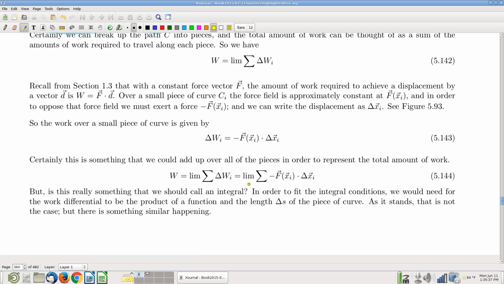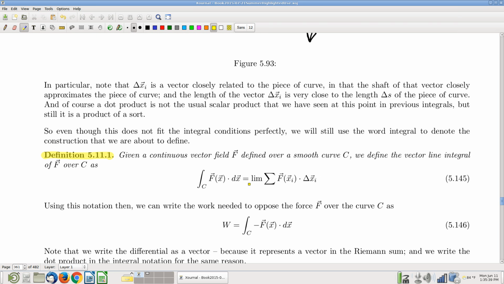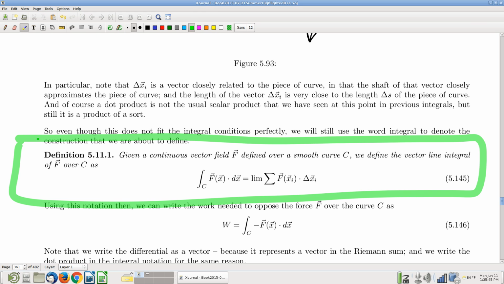Okay, so new definition. Right? This is a new construction. This expression here, chop it up, add it up, on the question of work being exerted to move a mass over a particular curve. On each little piece, force dot displacement, add up over all the pieces.